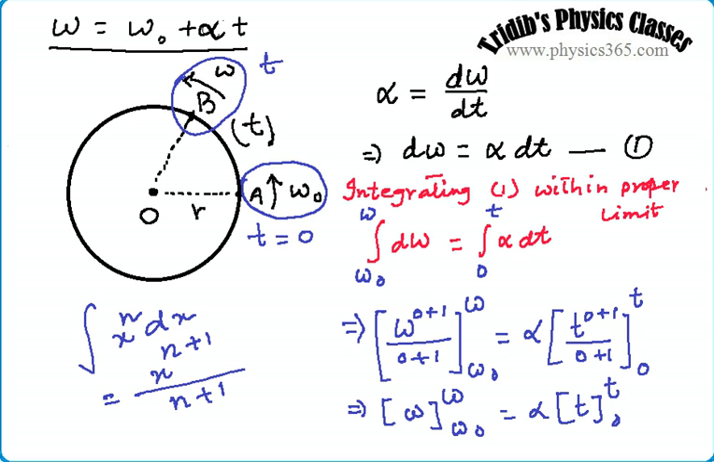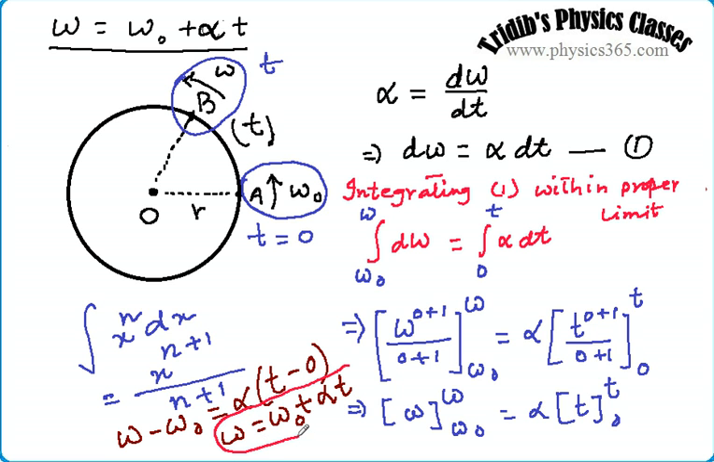Now if you put in the limits, you will have omega minus omega naught on the left hand side, and on the right hand side, alpha t minus 0. And finally, you can write omega is equal to omega naught plus alpha into t. So this is your first equation of circular motion.